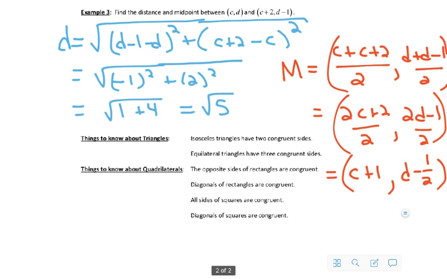In this section, there's going to be a little bit of proof. You don't have to do it in the two-column format that we did in geometry, but there are things you need to know about some of your shapes. So, a reminder of some things about triangles: isosceles triangles have 2 congruent sides. Equilateral triangles have 3 congruent sides. Quadrilaterals: the opposite sides of rectangles are congruent. The diagonals of rectangles are congruent. All sides of squares are congruent. The diagonals of squares are congruent.